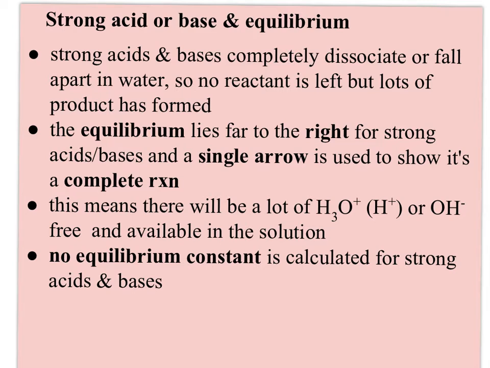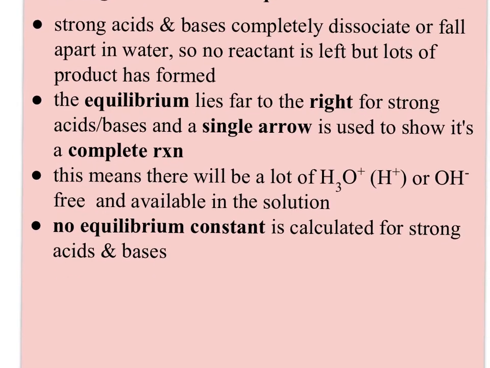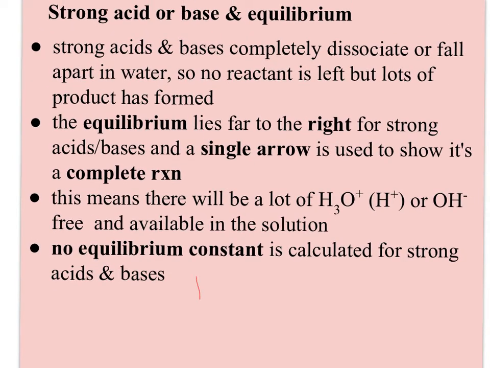It means there will be a lot of H3O plus or H plus, or if it's a base, a lot of OH minus, free and available in the solution. So no equilibrium constant is actually calculated because for Ka or Kb, whichever you're calculating, we would take our concentration of our product over our concentration of a reactant, and technically that would be some large number over 0. So we don't bother calculating one since we don't know how to work with 0 in the denominator.